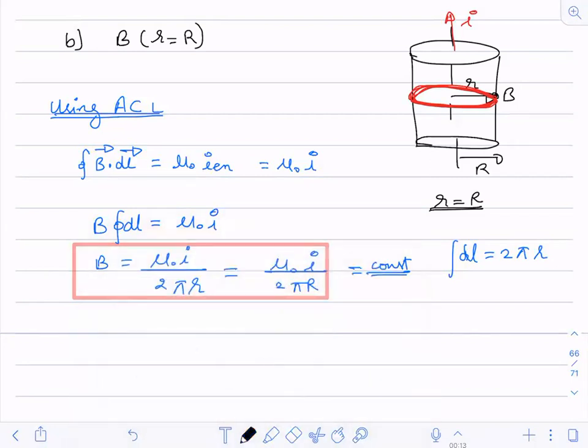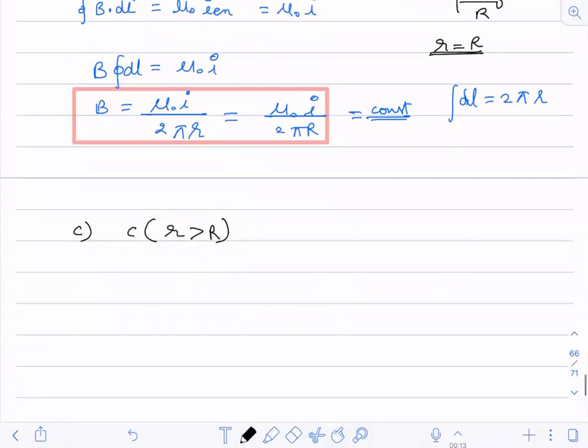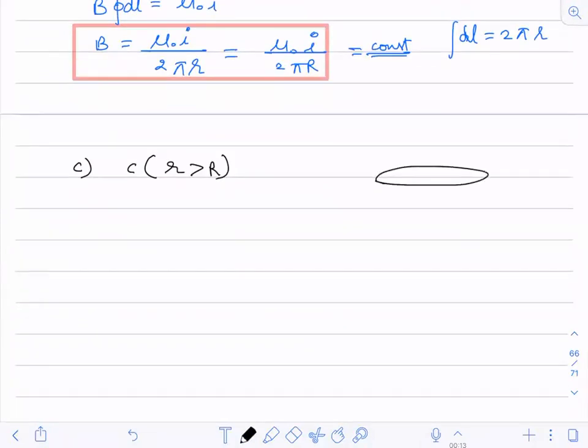The third case, if I take a point C where r is greater than capital R. So that means the point lies outside the cylinder now. So this is the axis and the point lies outside the conductor like this.